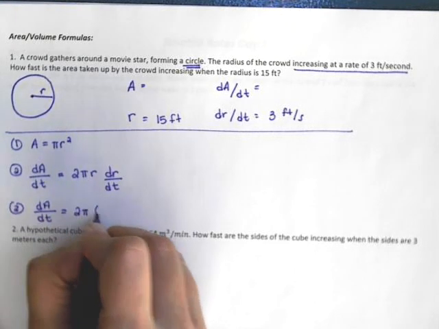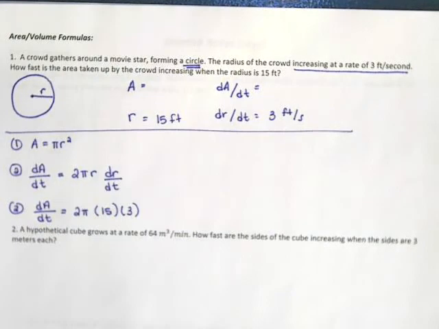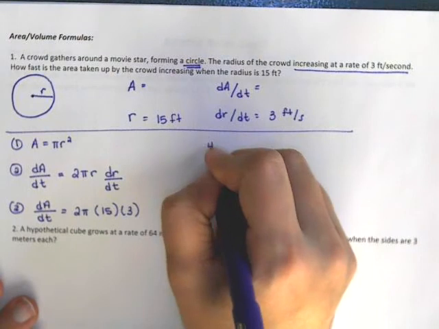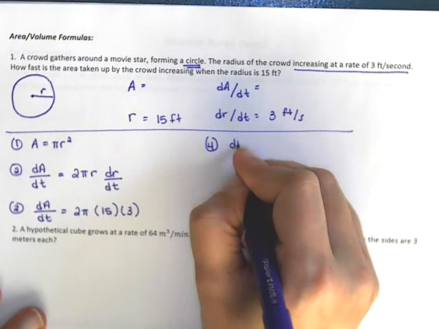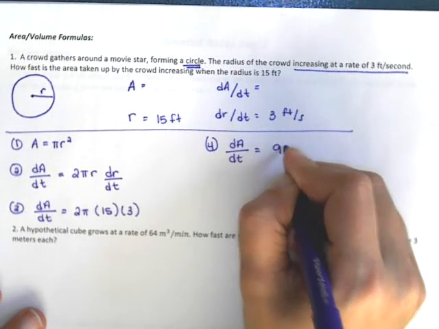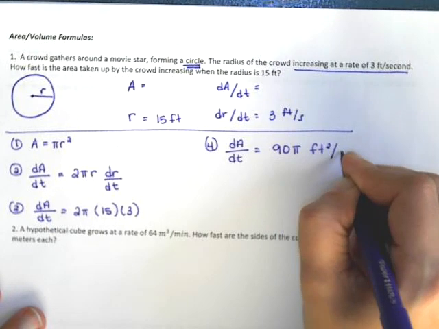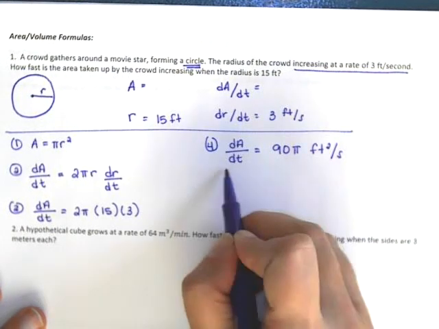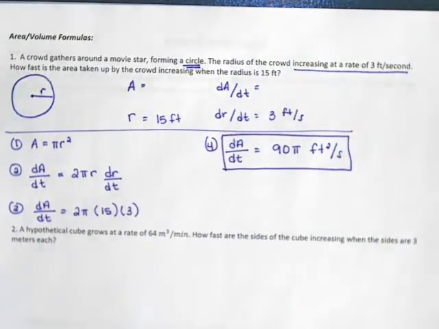2 pi times 15 times 3. And now if I simplify, 2 times 15 is 30, times 3 is 90. So the area of the circle that's being occupied is increasing at 90 pi feet squared per second. Now it's important to realize that the units here would be squared because we're measuring an area, not a distance. So area is always squared units.